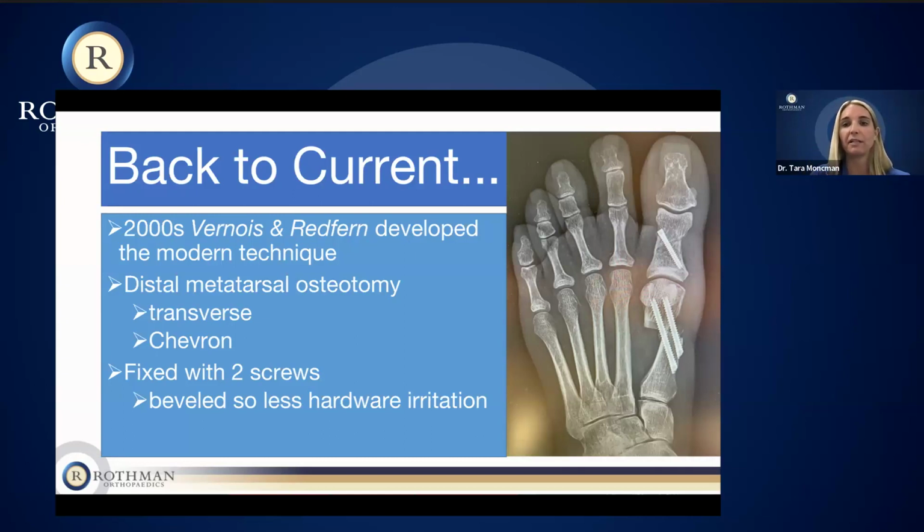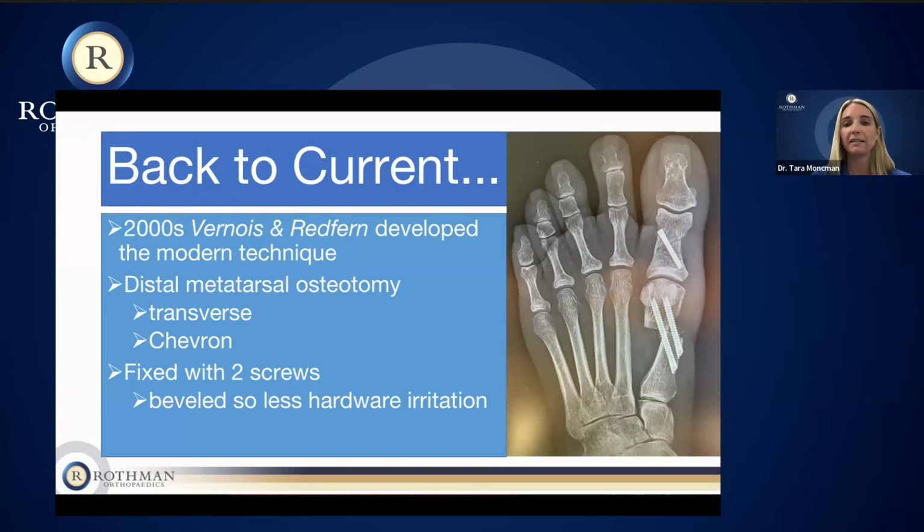Because with a lot of bunions, you might notice that your toe is also rotating. So we want to de-rotate that head, and with that straight cut, we're able to do that. Some surgeons also use a chevron cut, which is basically like an arrow or a V. And then we fix it with two screws.